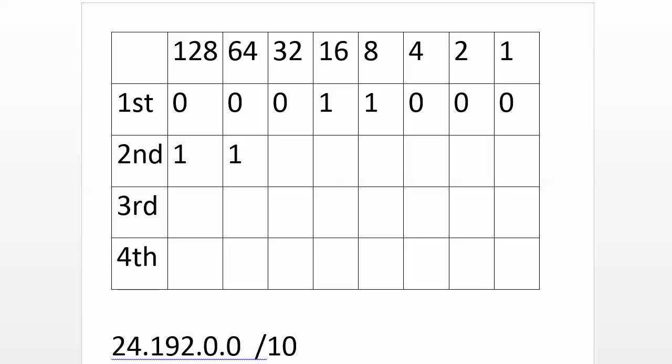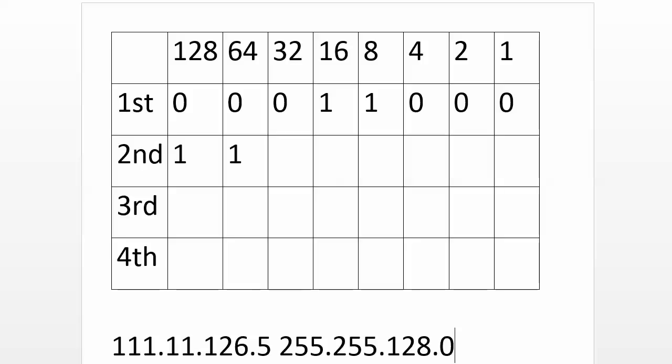Let's bring over 2 more examples. Actually, I think I mentioned 5, but we're going to do 4 here. And this one's a little bit different. 111.11.126.5, with the mask 255.255.128.0. So what is that in prefix notation?